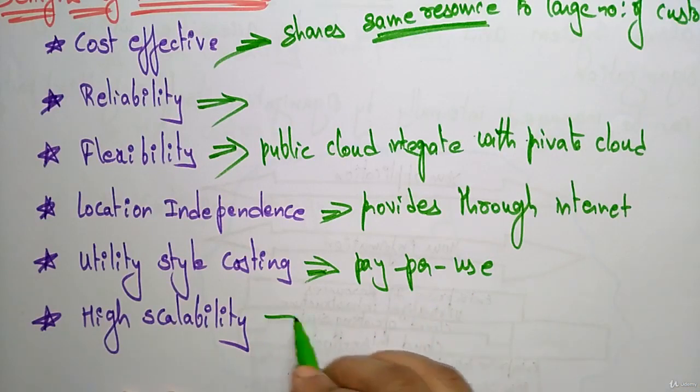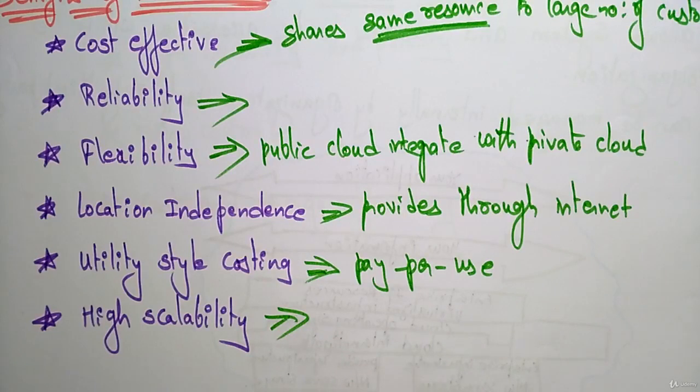And the last benefit was high scalability. How can we say this public cloud has high scalability? Here the cloud resources are made available on demand from a pool of resources. That is, they can be scaled up or down according to the requirements.